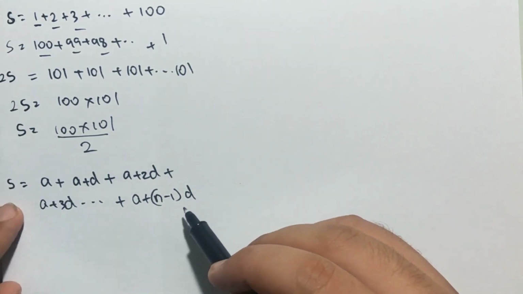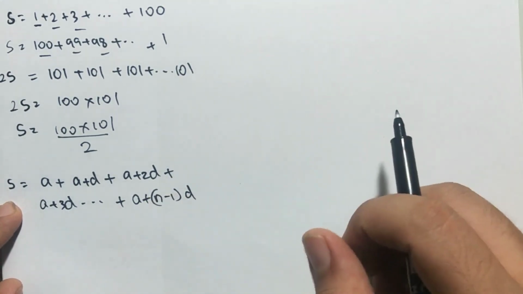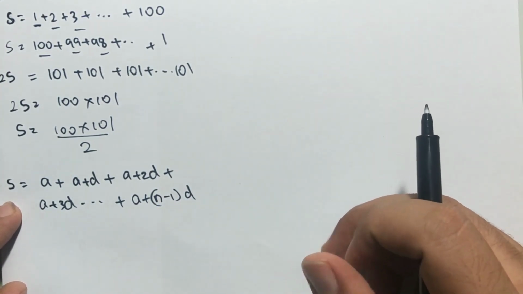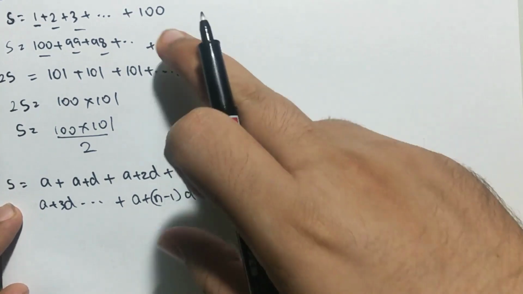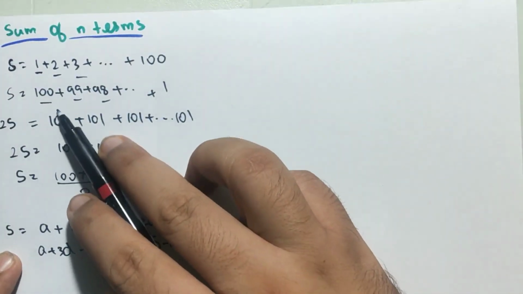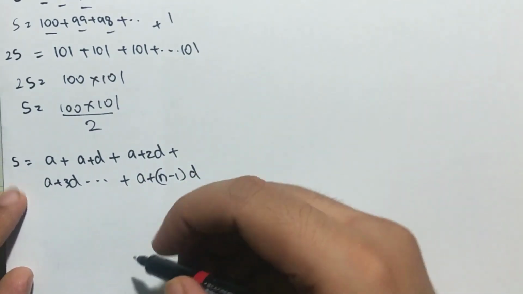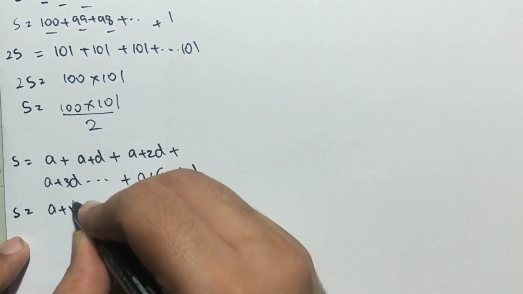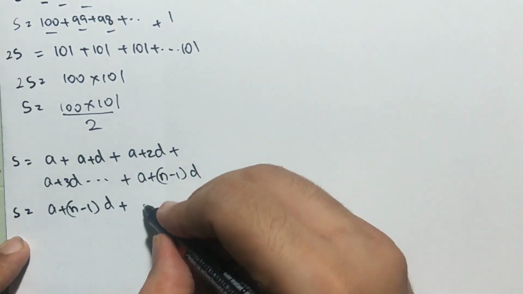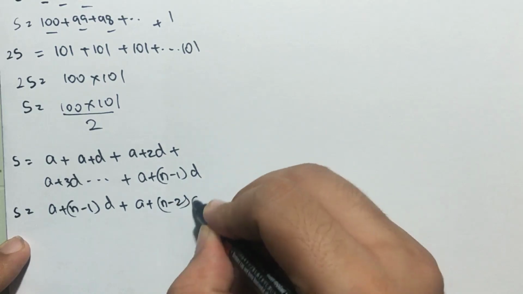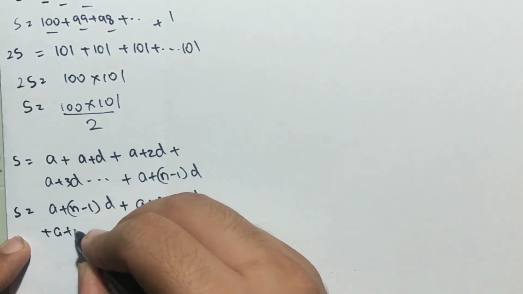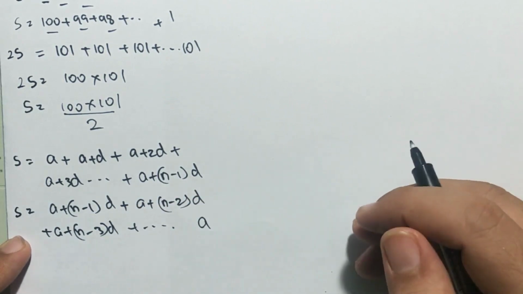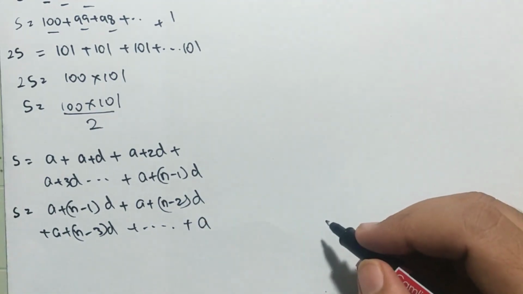Adding all these terms will give me the sum of this AP, the sum of all the terms of the AP. I'm again writing in the same manner I have written for this 100 plus 99. I may write in the reverse order, so that will also become my sum. That is a plus n minus 1d. What will be the next term? A plus n minus 2d, plus a plus n minus 3d. Likewise, the last term will become a.